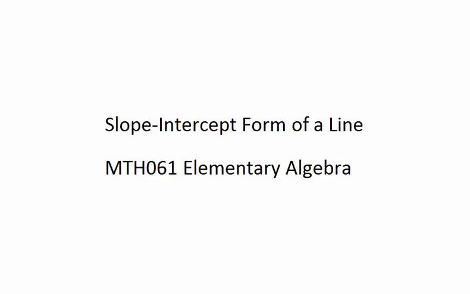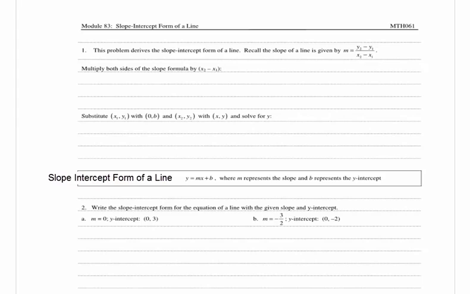In this video, we're going to look at slope-intercept form of a line. And in 1, it says, this problem derives the slope-intercept form of a line. Recall the slope of a line is given by m is equal to y2 minus y1 divided by x2 minus x1.